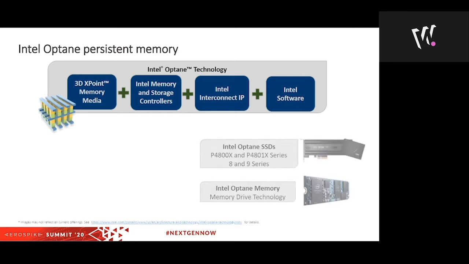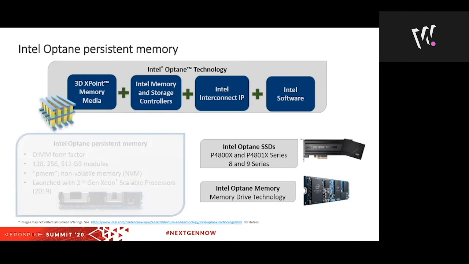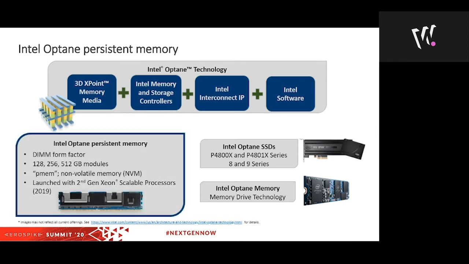So with that technology, we can make a couple of different form factors. You've probably heard of the Intel Optane SSDs that are out there. There are some that are designed for the data center, and some that are also for client systems. And then there's also something called Intel Optane Memory, which is based on the memory drive technology. It allows you to extend the working memory of a system. It is volatile.